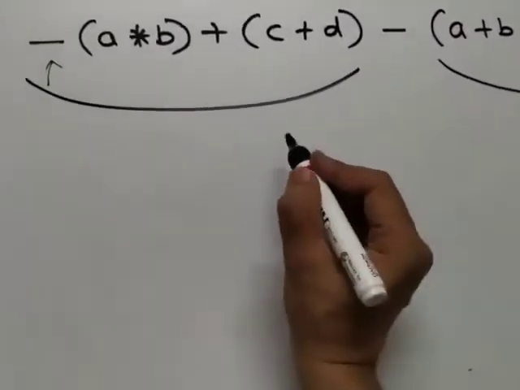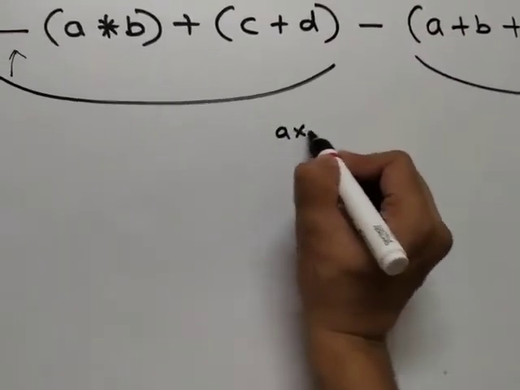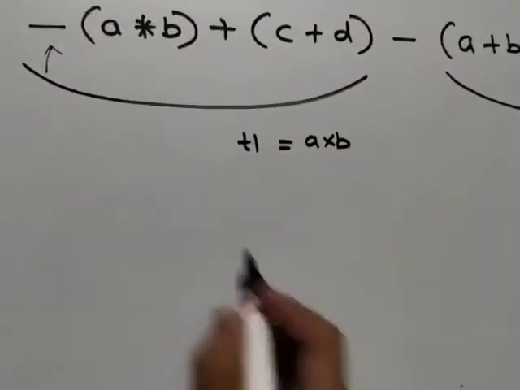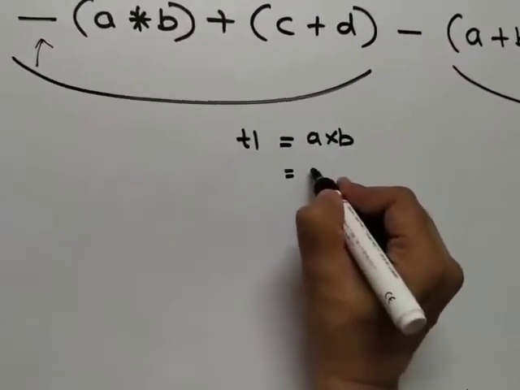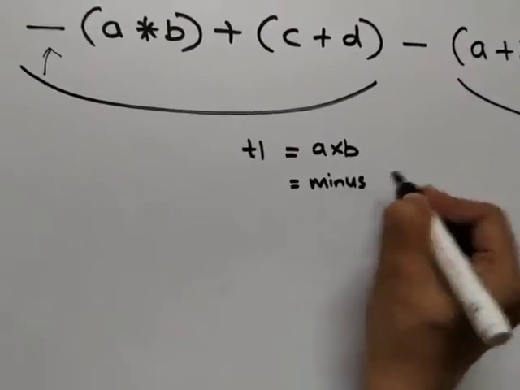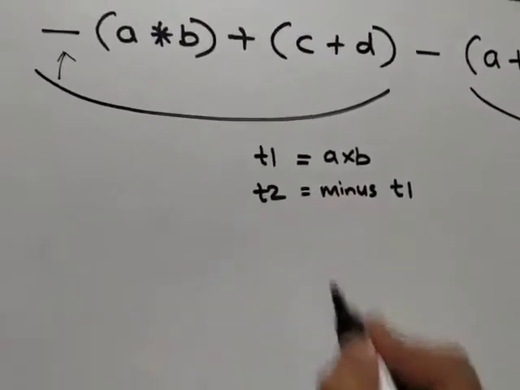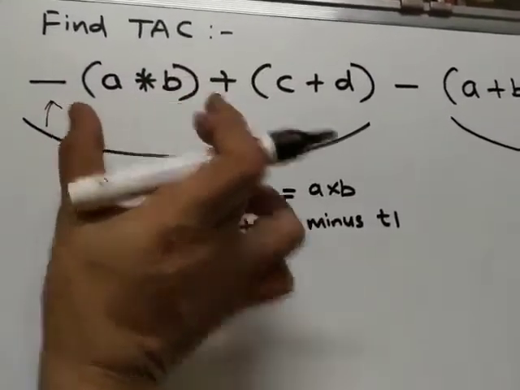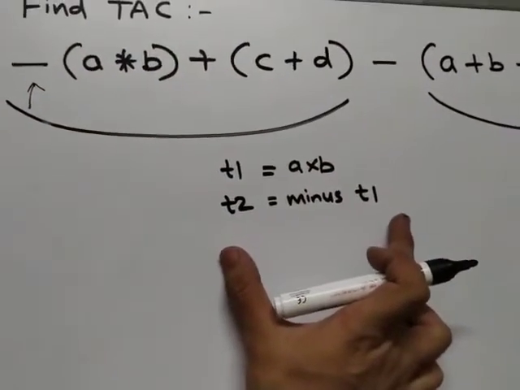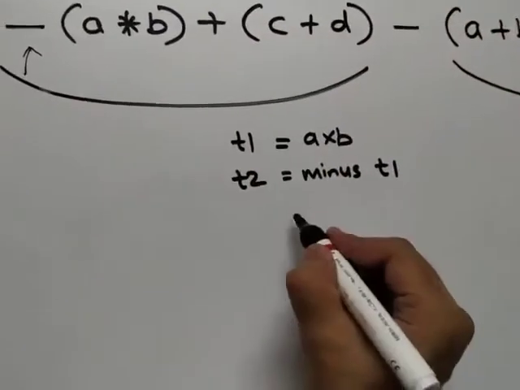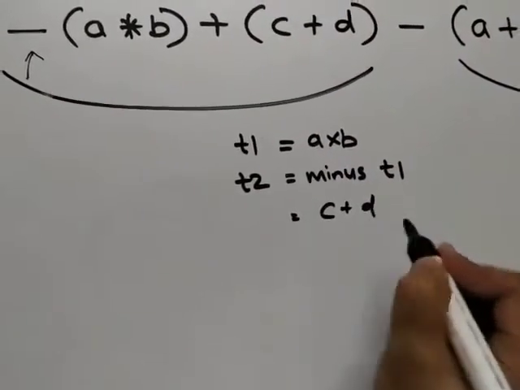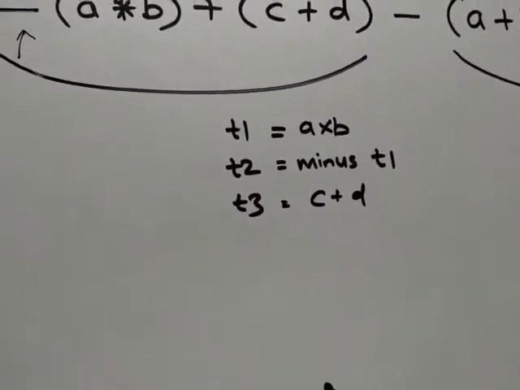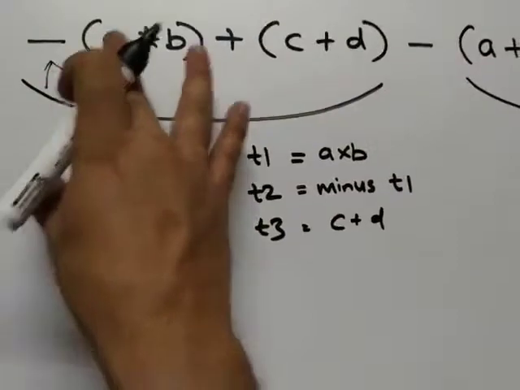So let us start with the first part. We have a * b in place. So a * b is written, and we will assign a temp to it, t1. But it is unary minus, so we can write minus t1, and we will assign it to t2. So this is over for the first part. We have created TAC for it. Let us take the next part. It is nothing but c + d, and we will assign it to, let's say, a third temporary variable, that is t3.